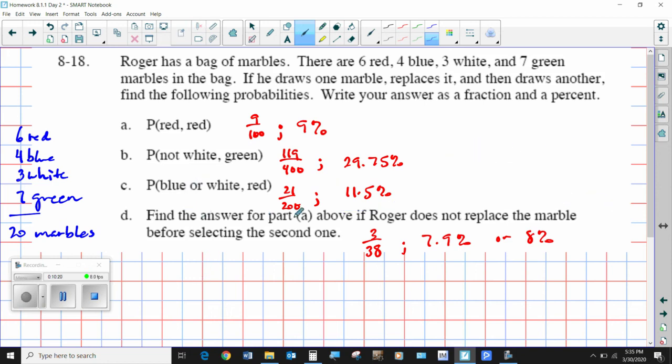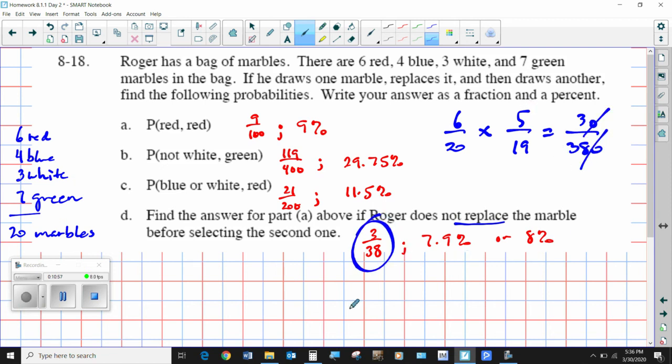And now find the answer for part A above if he does not replace the marble. So remember, getting a red was 6 out of 20, which simplified down to 3 over 10. Then, well, no, actually, let's leave it how it was. Let's leave it as 6 over 20. Because after you did that, you did not put the marble back in. So now you've got 5 reds and 19 marbles. So now you multiply straight across and you get 30 out of 380, which dividing the top and bottom by 10 becomes 3 out of 38.